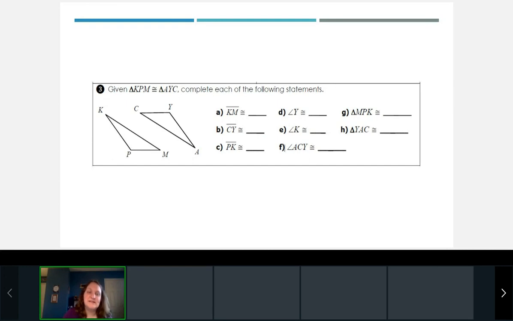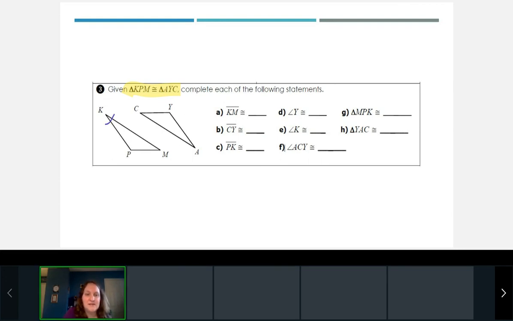On an example like this, I will tell you that sometimes the picture is drawn to throw you off. So just be very careful with that. Your goal is to look at the congruency statement. That's what you want. The congruency statement will tell you everything you need. The picture is nice, but it's that congruency statement that you want.